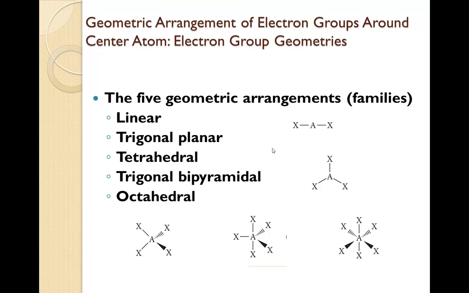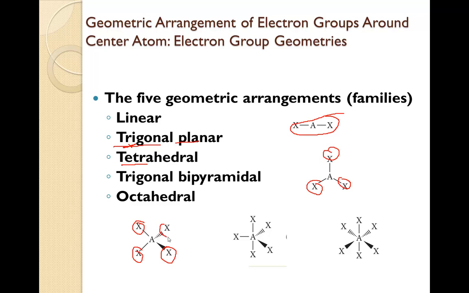So the 5 geometric families are linear, straight line, trigonal planar. Tri means 3, so we have 3 things here. Planar, meaning it's flat. It's in the same plane, like a piece of paper. Tetrahedral. Tetra is 4 things coming off of it.